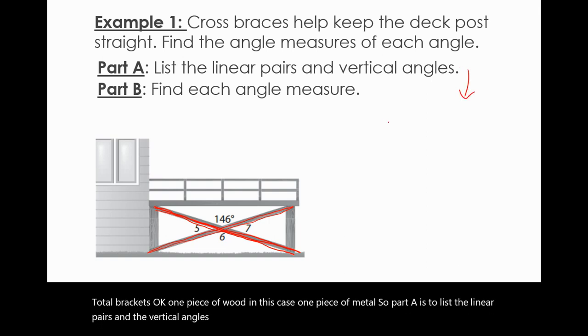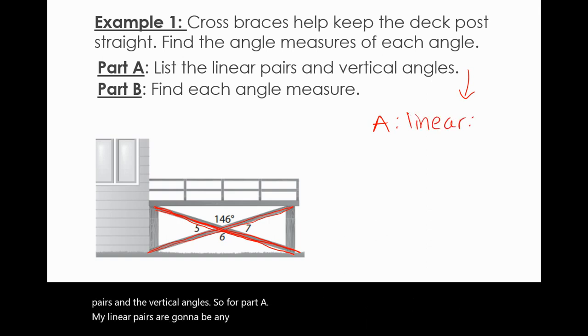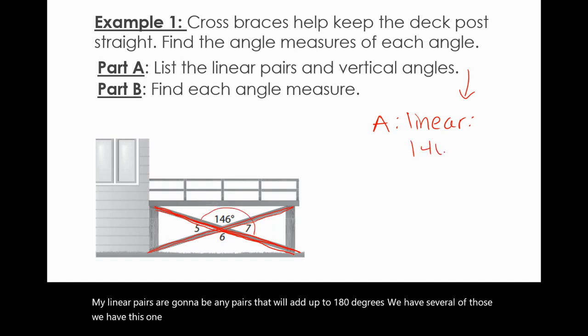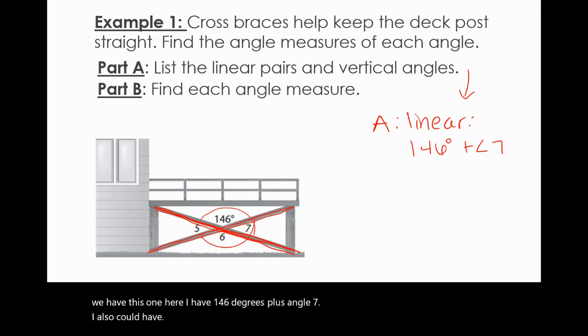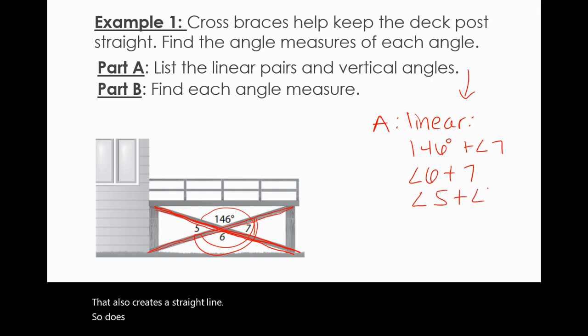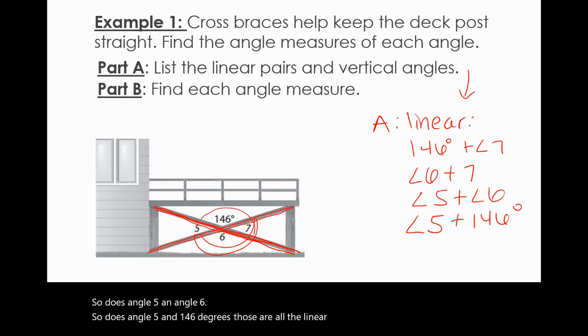So for part A, my linear pairs are going to be any pairs that will add up to 180 degrees. We have several of those. We have this one here. I have 146 degrees plus angle 7. I also could have angle 6 and angle 7. That also creates a straight line. So does angle 5 and angle 6. So does angle 5 and 146 degrees. Those are all the linear pairs that we have for this one.